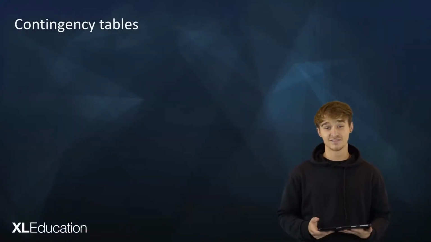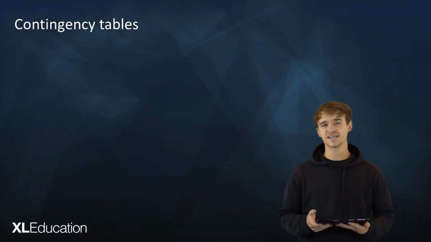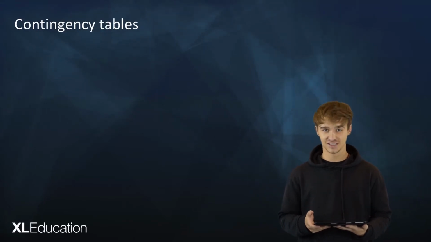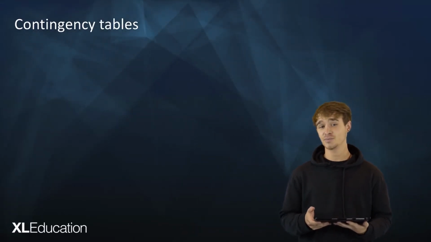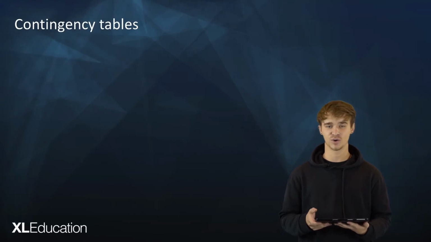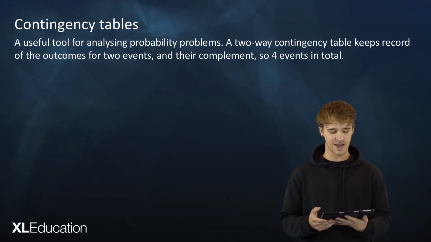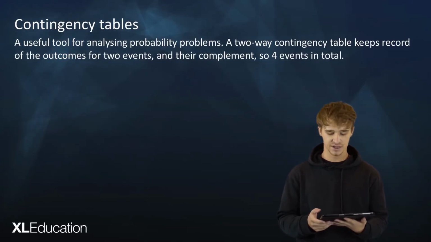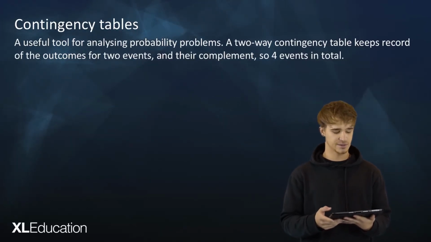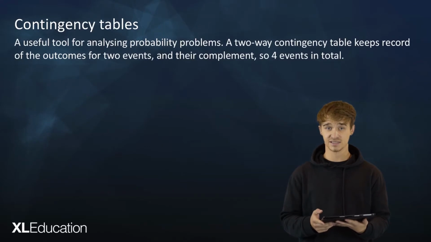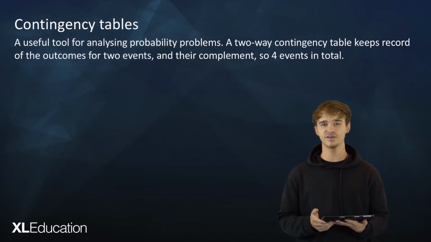Now, before we can dive into answering questions, let's take a look at what exactly a contingency table is, how we set it up, and how we use it to answer our questions. A contingency table is a useful tool for analyzing probability problems. A two-way contingency table keeps record of the outcomes for 2 events and their complements, making 4 events in total.